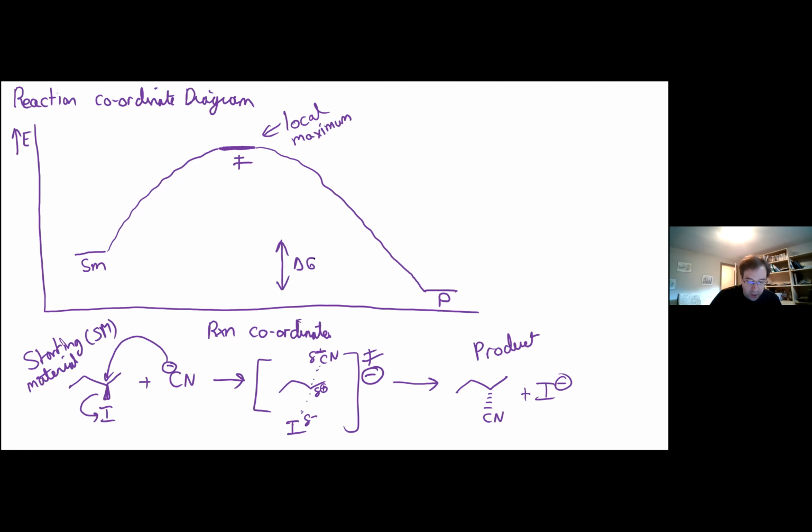And this is your delta G of reaction. This is the Gibbs free energy of reaction. That's what it means, the difference in energy between your starting material and product. This is the delta G of activation, the energy of activation. You could also call it the delta G to the transition state. Don't really care.